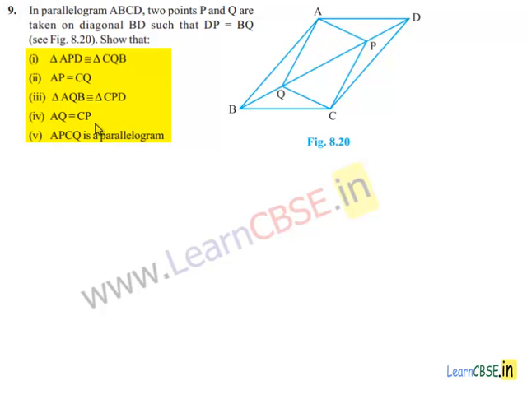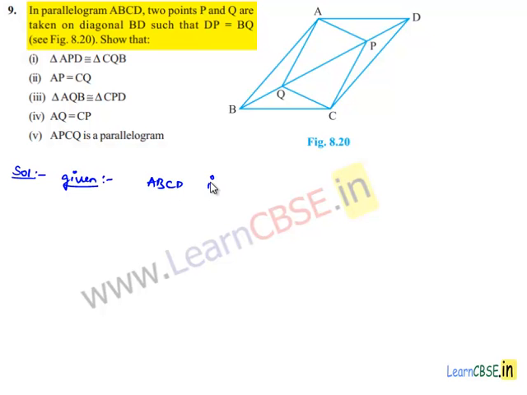AQ is equal to CP. And lastly, he asked us to prove that APCQ is a parallelogram. Now moving on to solution. Let us note down the given information, that is ABCD is a parallelogram.